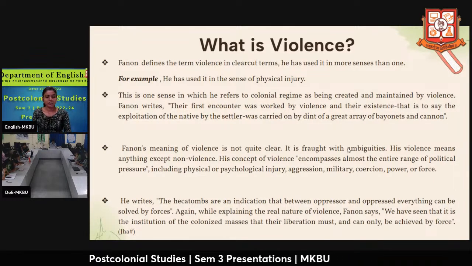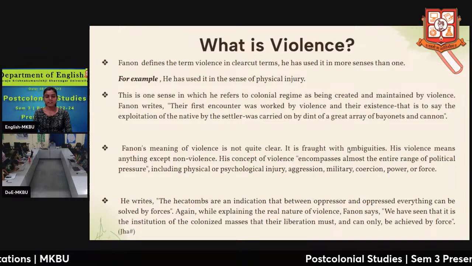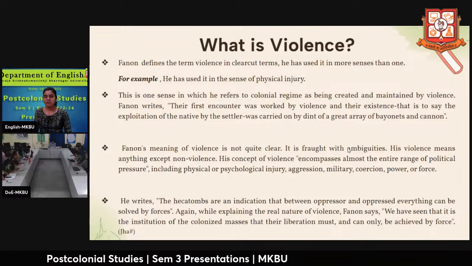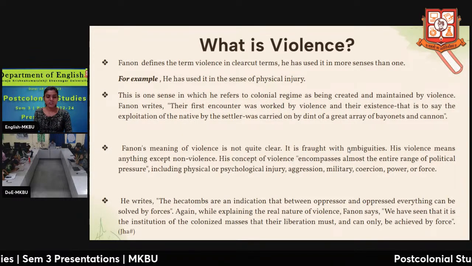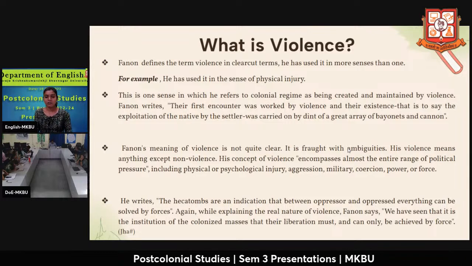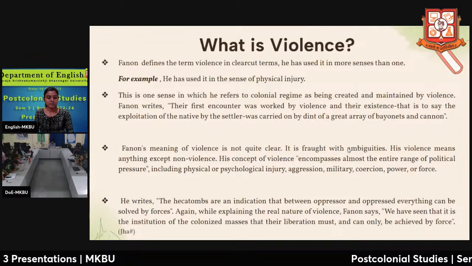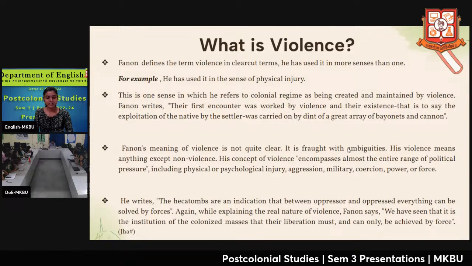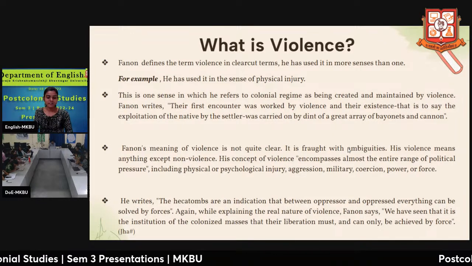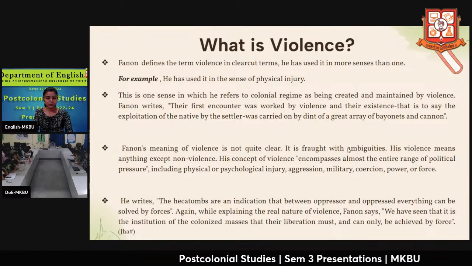He writes, the hecatombs are an indication that between oppressor and oppressed, everything can be solved by force. Again, while explaining the real nature of violence, Fanon says, we have seen that it is the intuition of the colonized masses that their liberation must and can only be achieved by force. According to Frantz Fanon, violence is a tool that can serve as a cathartic and transformative force. He sees violence as a way for the colonized people to resist the dehumanization imposed upon them by the colonizers.